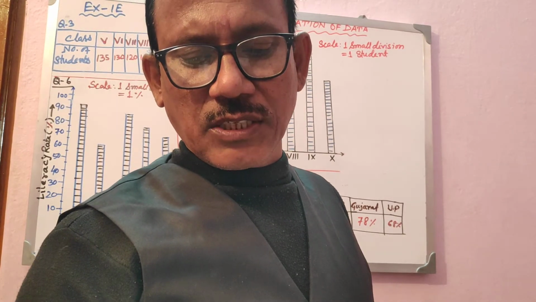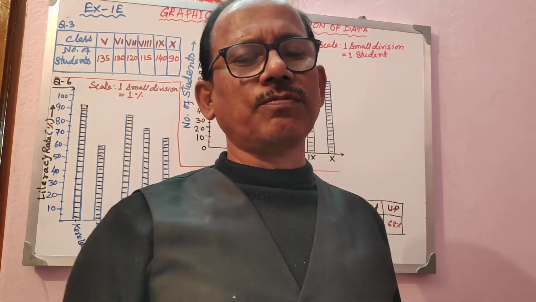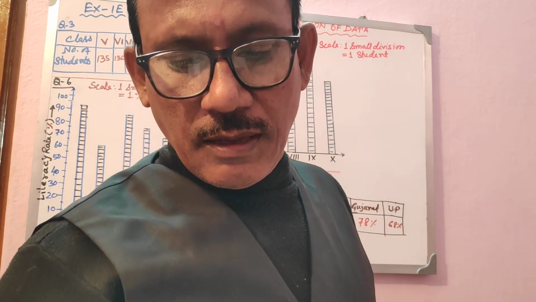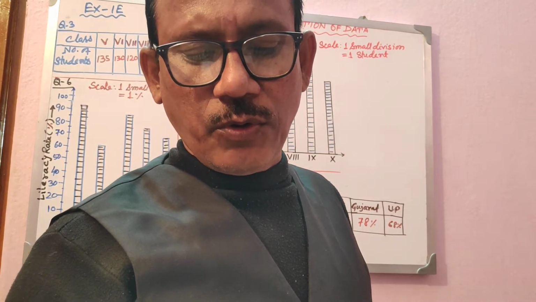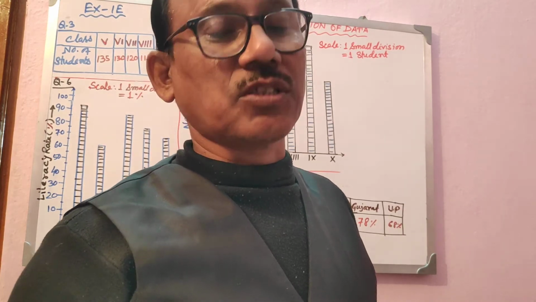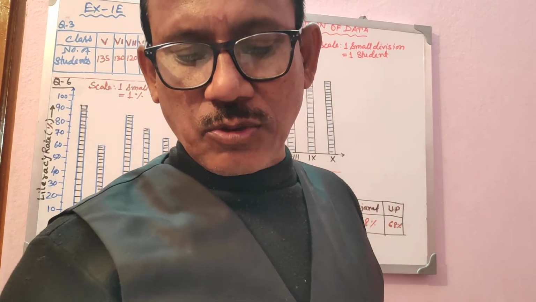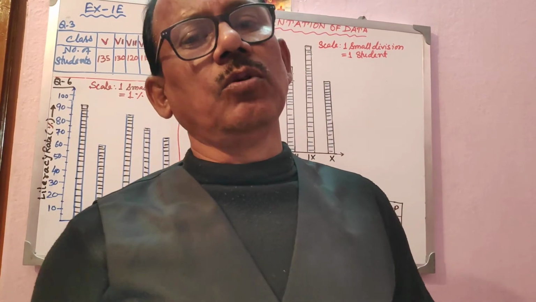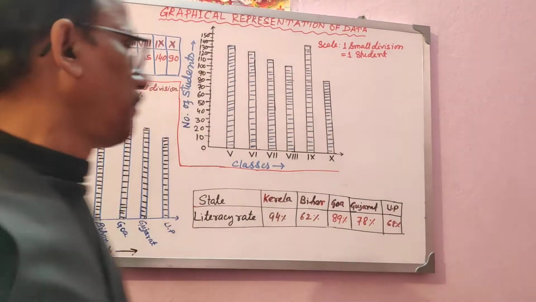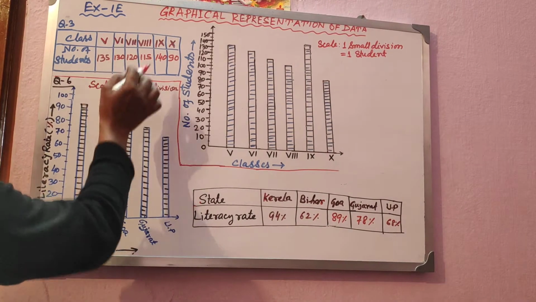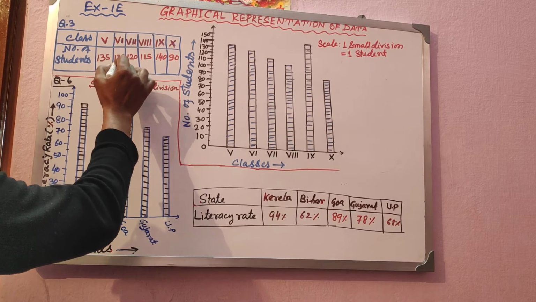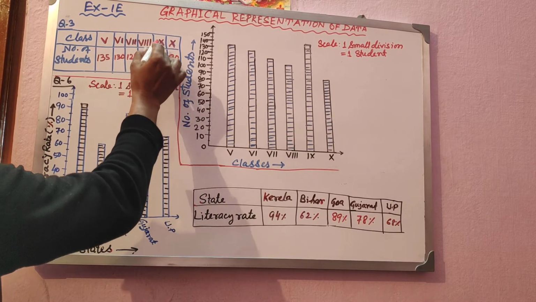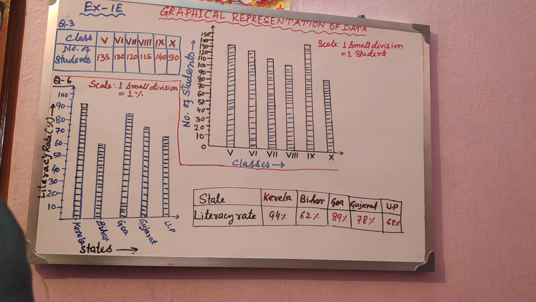There it is given to you, class and the number of students present in a class. Class-wise strength of the students is given from 5 to 10. Then you have to draw that in a column graph. First you make a table. Class 5 has 135, class 6 has 130, class 7 has 120, class 8 has 115, class 9 has 140, and class 10 has 90 students. That was the strength.